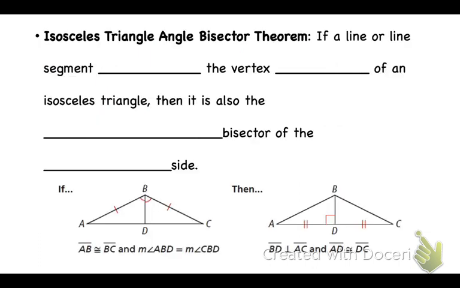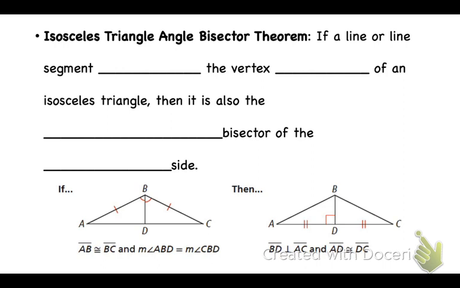Isosceles triangle angle bisector theorem. Okay, isosceles triangle is what? Two angles that are congruent. No, what is an isosceles triangle? Two sides are the same. That's the theorem, that's the angle theorem. I was just asking general knowledge. Okay, an isosceles triangle is a triangle with two sides the same length, yes?